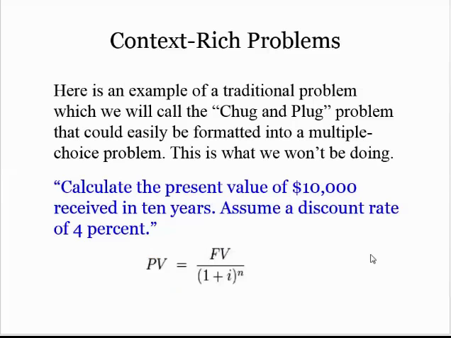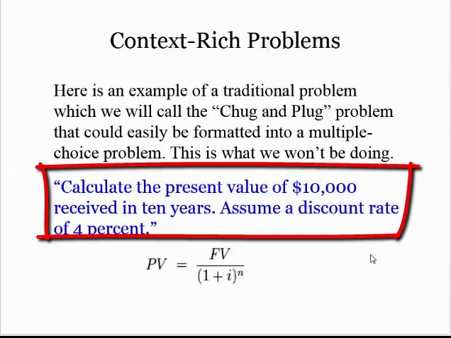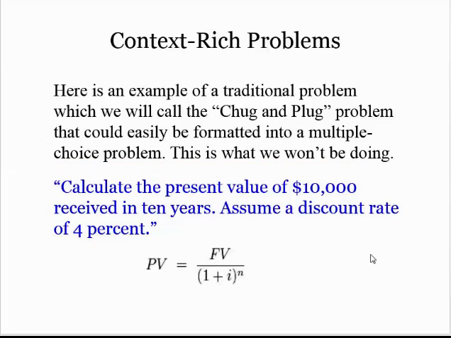Often folks in the economics profession will call it chug and plug. Any mathematicians or scientists in the room will certainly recognize that. It's any kind of problem that could be easily formatted into a multiple choice style problem. This is something that we won't be doing, but here's an example. Calculate the present value of $10,000 received in 10 years. Assume a discount rate of 4%.